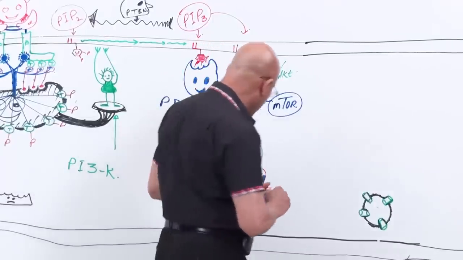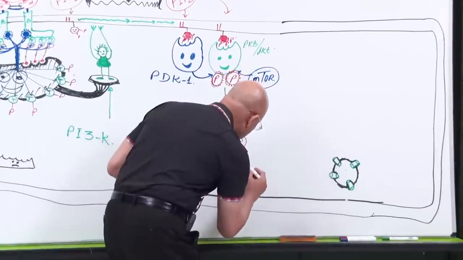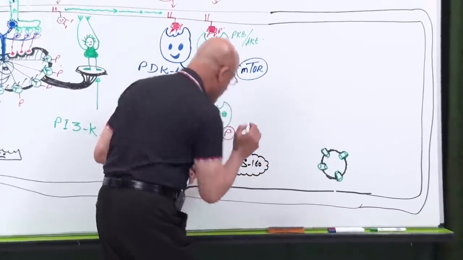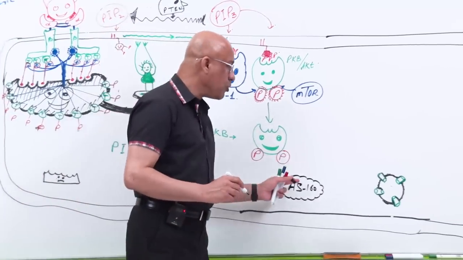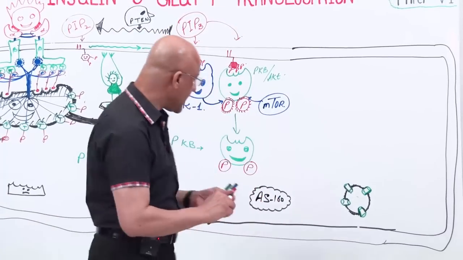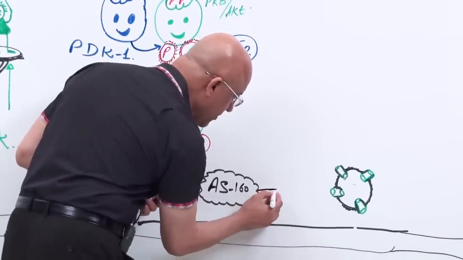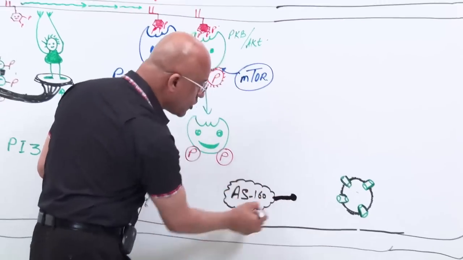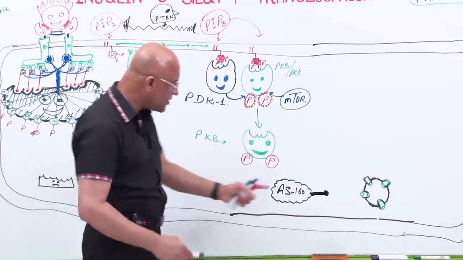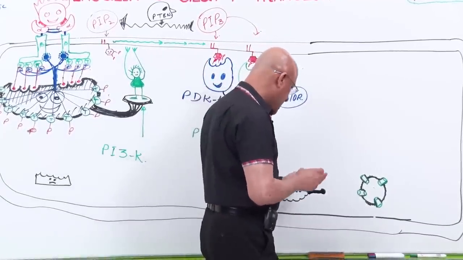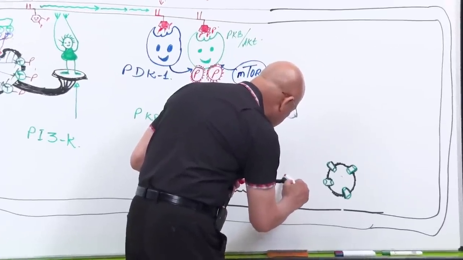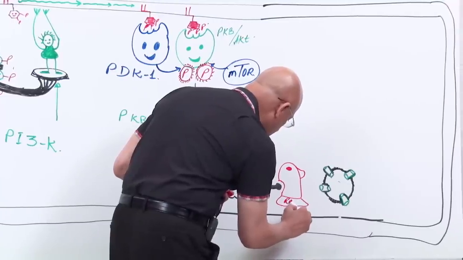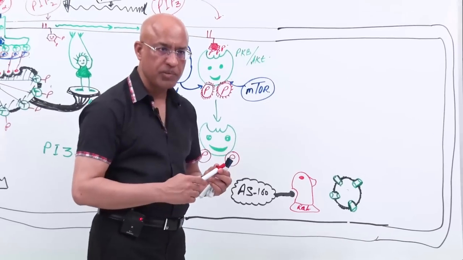Actually, there is a very special protein called AS160. When this protein AS160 is not in phosphorylated form, when it is unphosphorylated, it has a very special type of active site. This active site will bind with another protein, and that protein is called RAB protein.